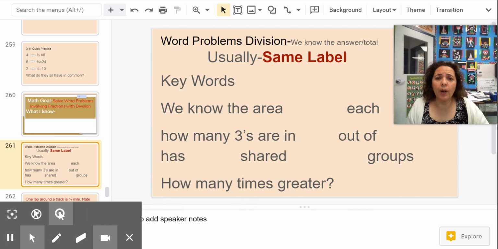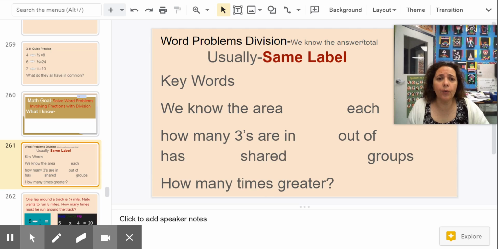Okay, so word problems that involve division, we know the answer, the total. If it's a division problem, they give us the total, okay? Usually, after the numbers, they have the same label. Some of the key words that we know it's division, we know the area, they give us the area.